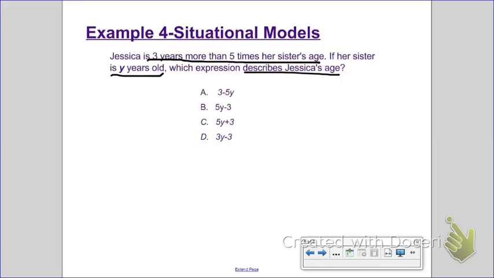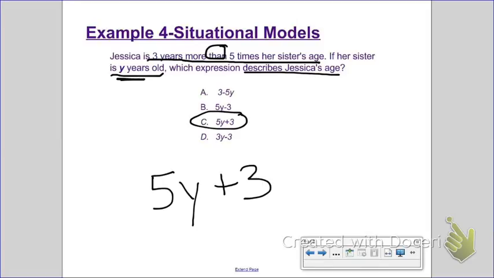So we have 3 more than. We have a switch word. So the 3 years more is going to go after. It's going to go second. And then 5 times her sister's age. I know I'm taking 5 and multiplying it by something because of "times." And I know the sister's age, well, she is y years old. So we have 5y plus 3.